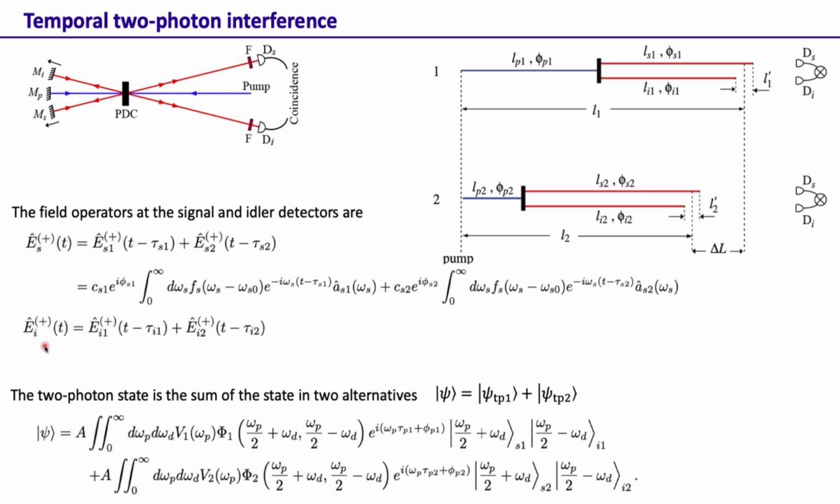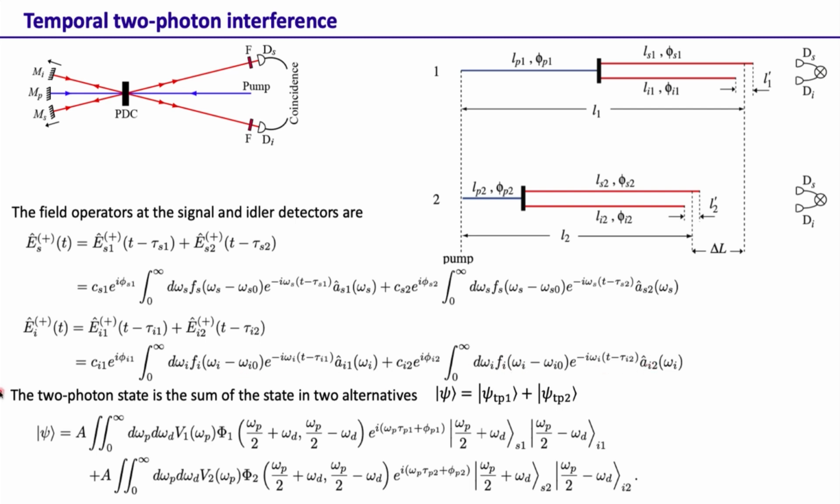So just like the signal, we can also write the idler field operator, which will again be the sum of the idler field operator in alternative 1 and in alternative 2. If we expand it, it looks like this. Ci1 and Ci2 are the attenuation factors in alternative 1 and 2 for the idler field, and these are the phases, and Fi is the filter function right before the idler detector. Since the detectors are the same in the two alternatives, this Fi is the same here as it is over here. So these are the field operators.